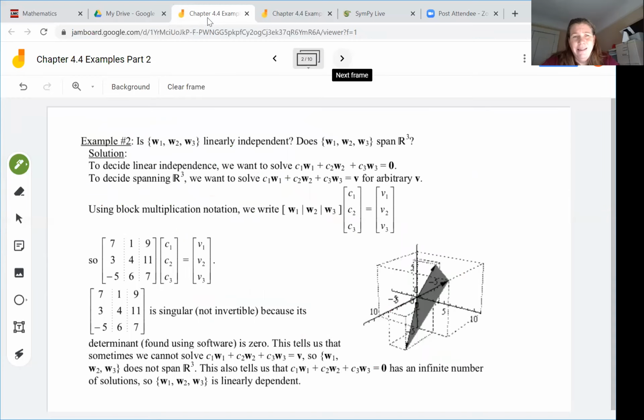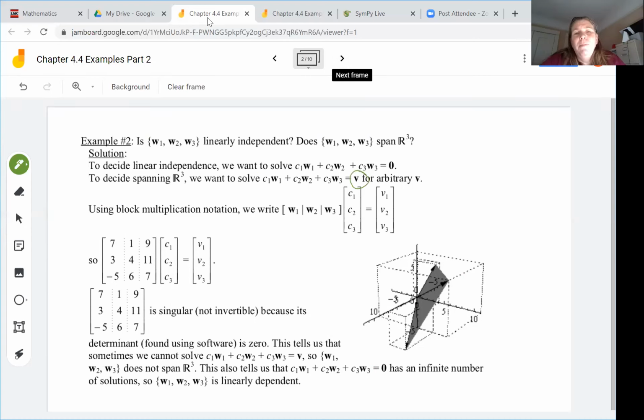Example 2 asks us to consider, is W1, W2, W3 as a set linearly independent, and does W1, W2, W3 as a set span R3? So to decide the linear independence, we want to solve this equation C1 times W1 plus C2 times W2 plus C3 times W3 equals 0. And to decide spanning R3, we are going to solve this equation equal to an arbitrary vector that I'll call V here.